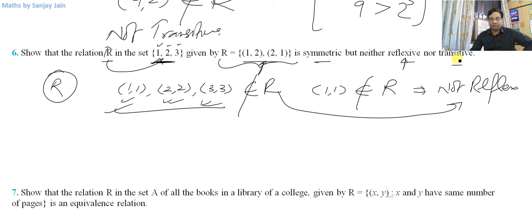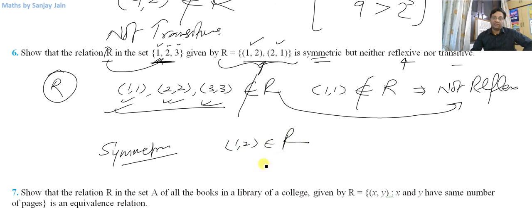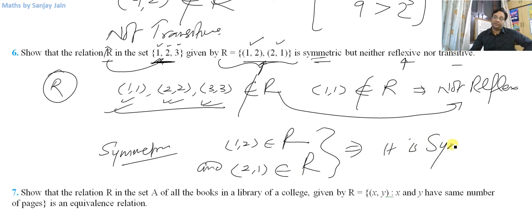And what about symmetric? See, 1 comma 2 is present and 2 comma 1 is present, right? So it is symmetric. 1 comma 2 belongs to this relation R and 2 comma 1 also belongs to R, hence I can say it is symmetric. To prove that it is symmetric, it is a conditional property that if A comma B is present, then B comma A should be present. Now 1 comma 2 is present and 2 comma 1 is also present, so it is symmetric, right?